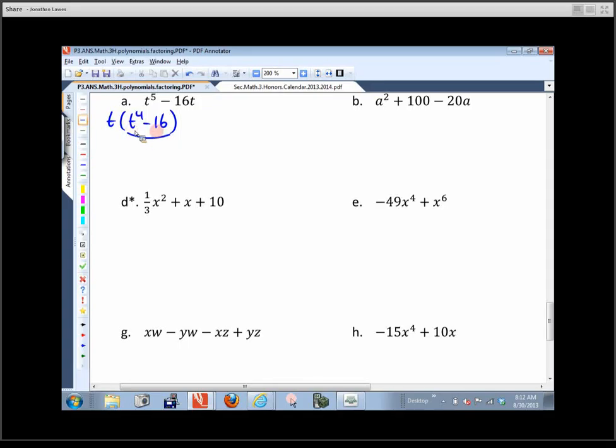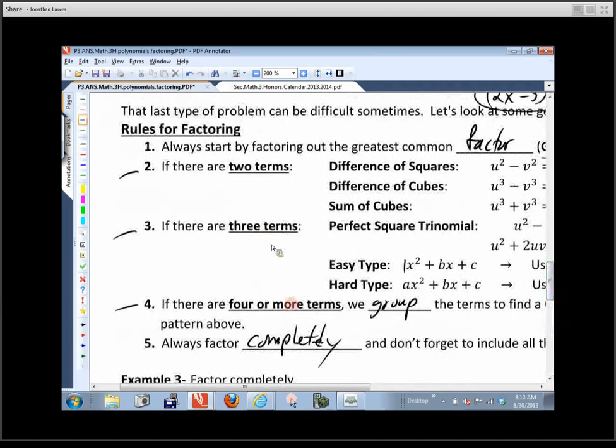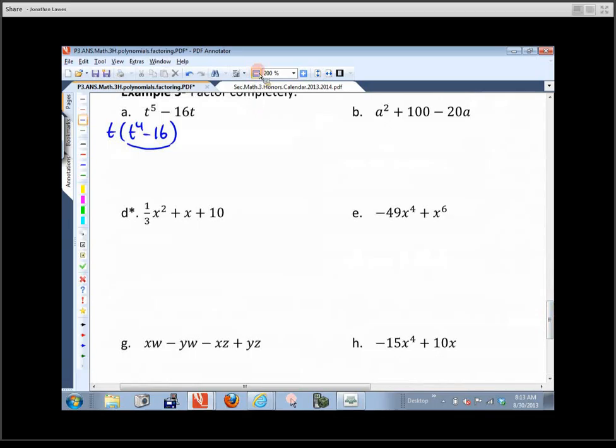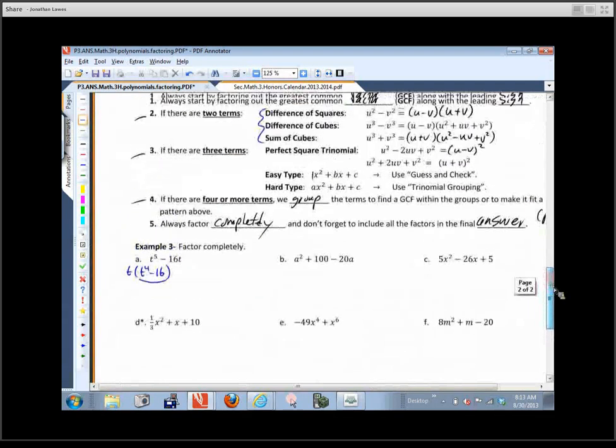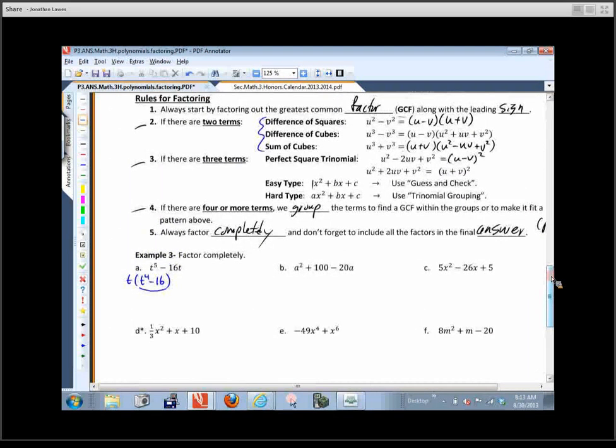Right here? 2. There are 2. Sorry. Okay, t to the 4th and 16. Okay, there are 2 terms. Do I have to worry about 3 terms or 4 terms? Nope. This is the only thing it could possibly be. We already took out the greatest common factor, so that's the only thing that it could possibly be. Make that a little smaller so we can see them at the same time. Are these perfect cubes? They're perfect squares, right? Yeah. Okay. So it's going to be this formula right here. That's the one that we're going to use.